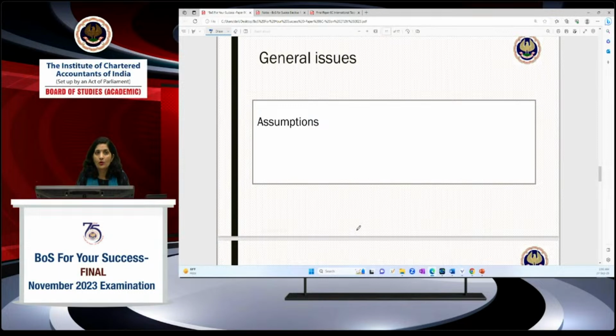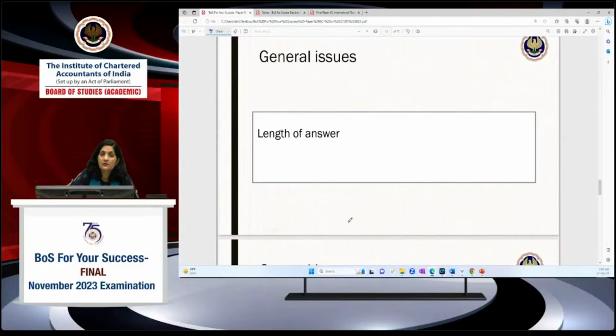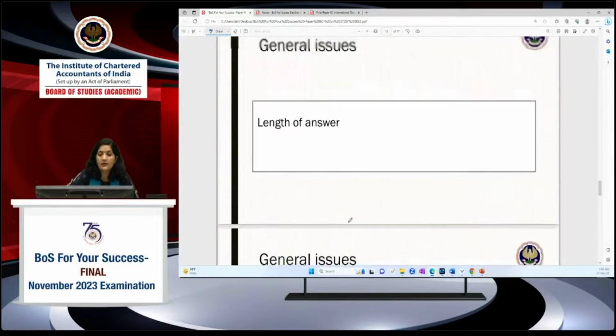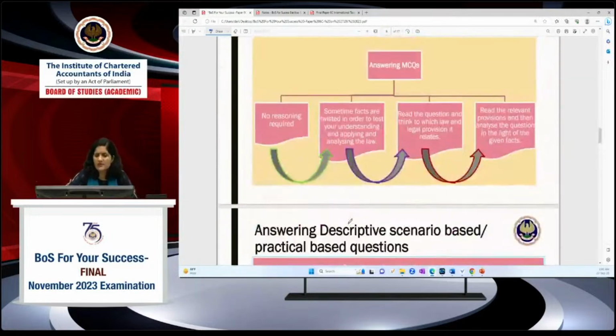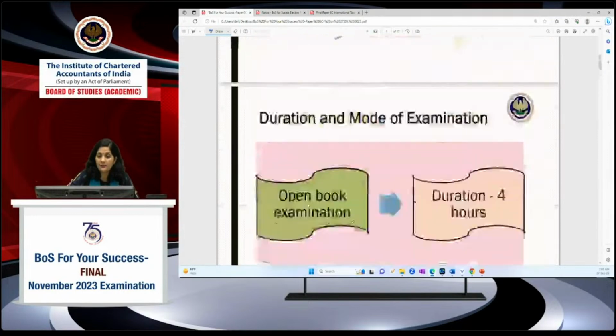Whatever. So if the information is not given, clearly state your assumption, that based on assuming this thing, you are solving the answer. So state your assumption clearly in the examination. Length of answer, what should the length be? As I told you, it is as per the requirement of the question and in commensuration with the marks of the question. Right? So these are the general queries which you have to keep in mind while doing the preparation and while attempting the paper.